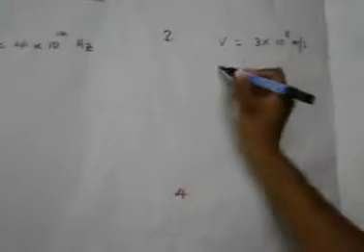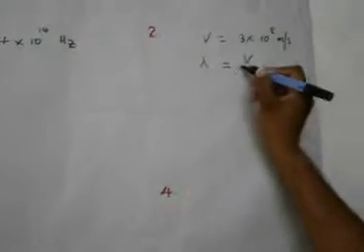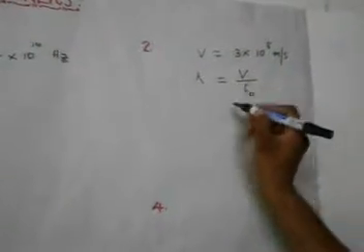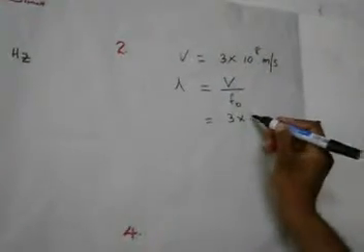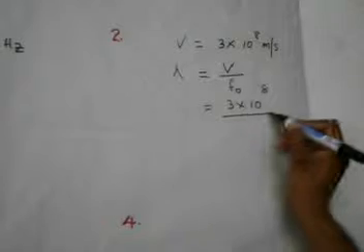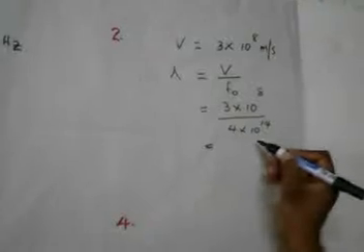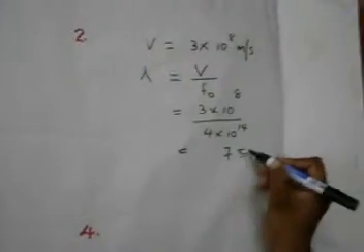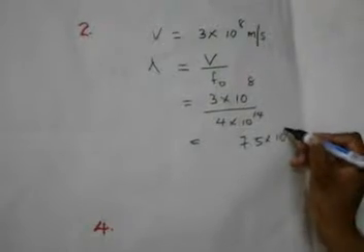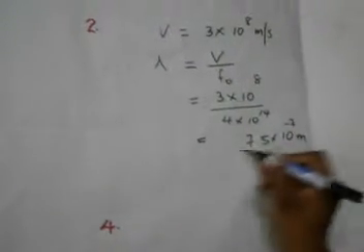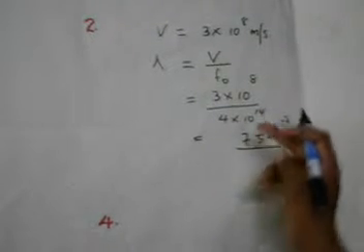For the second one, to find the threshold wavelength, we all know that the speed of light is given as 3 times 10 to the power 8 meters per second. Therefore, the wavelength is going to be the speed divided by the cutoff frequency, and as such, it's going to be 3 times 10 to the power 8 divided by 4 times 10 to the power 14. The answer which you are going to get is 7.5 times 10 to the power -7 meters. This is the threshold wavelength.